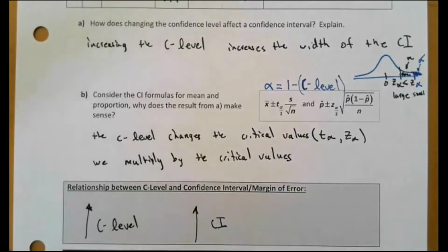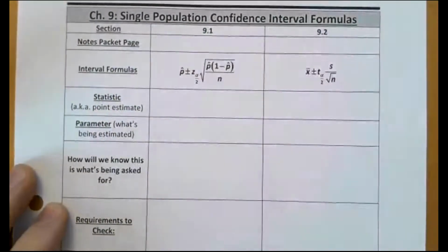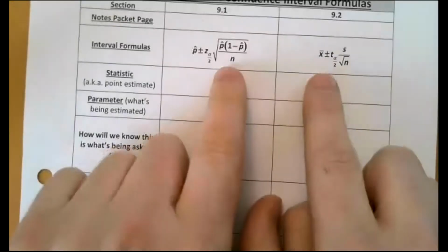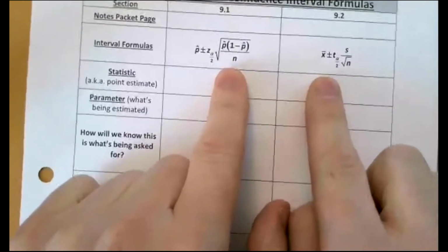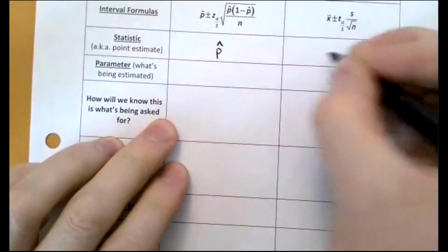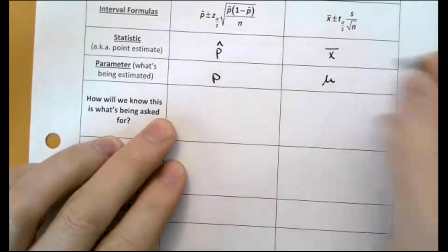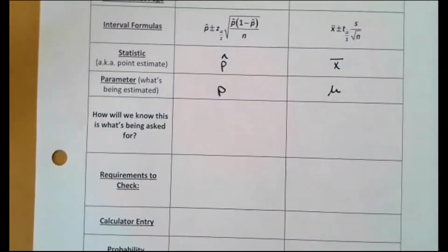Yay. All right. Congratulations, you've completed chapter 9. So 9.5 is this really fun chance to go back through and fill out everything we just learned. These are the two confidence intervals we're working with. The statistic or the point estimate for each are these. The parameters are these, and I'm going to stop here because I think it's really useful for you to fill these out yourselves.